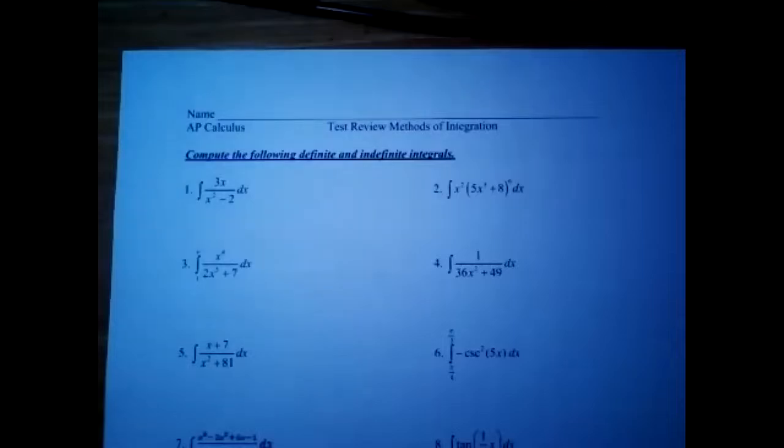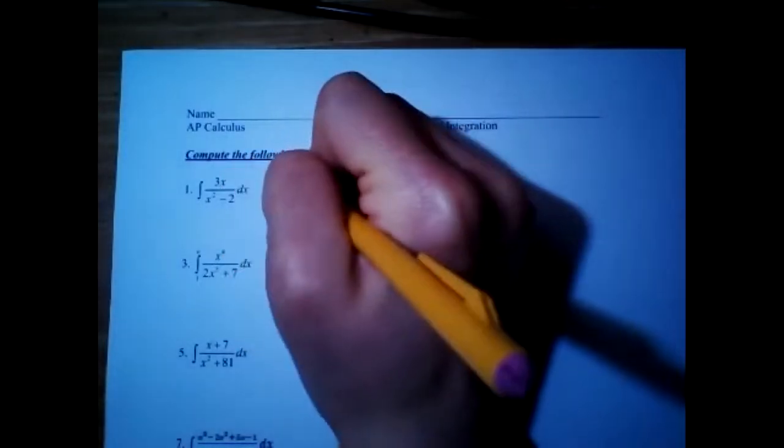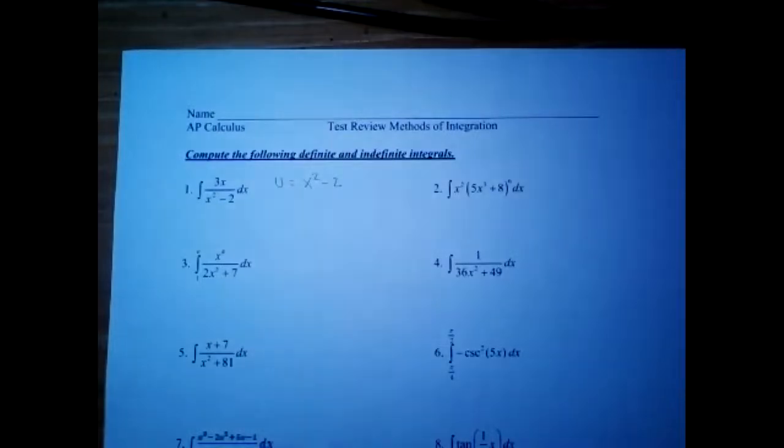Right, so we're just going to go through each one, like the first step, just how it would start out. For number one, this is just going to be a u substitution. U is going to equal the denominator. So that is how that is going to start. That would be the first step for that.